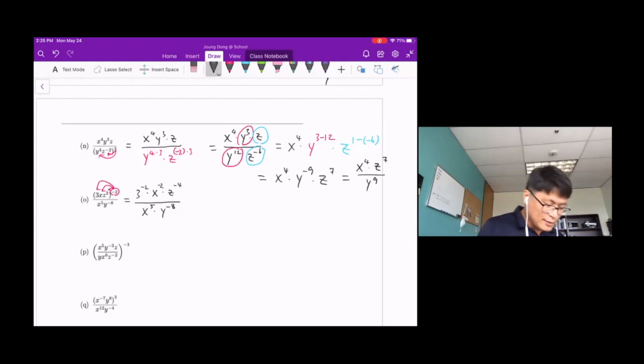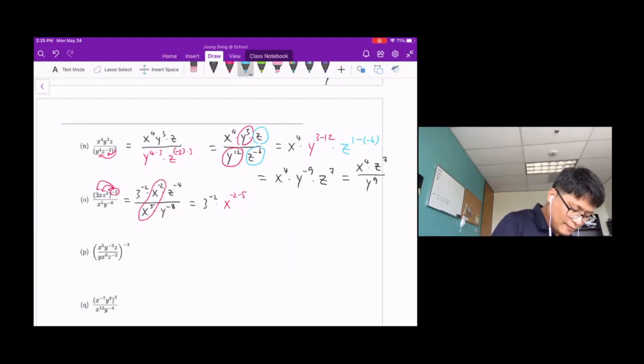Is that okay? So that can be written as 3 to the negative 2, and the x term, right, is x to the negative 2 minus 5. And, oh, no more, right? That's it. Then let me write it this way. And the y term has a negative power in the denominator. Then we can move it up with the positive power, right?